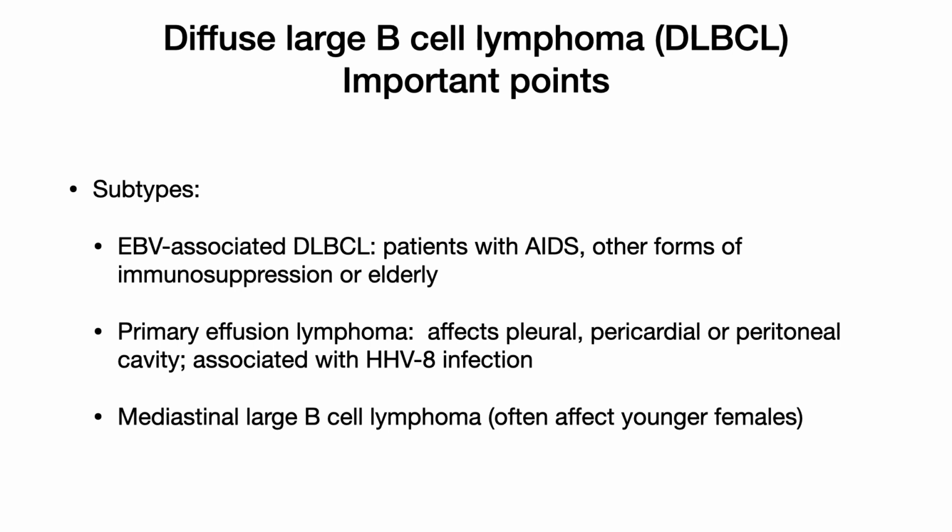Primary effusion lymphoma affects the cavities, so pleural, peritoneal, or pericardial, and it's associated with HHV8, the Kaposi sarcoma virus. Mediastinal large B-cell lymphoma usually affects younger females, so this would be one that would stand out, because normally diffuse large B-cell is found in an older population. This is one that affects somewhat younger females.